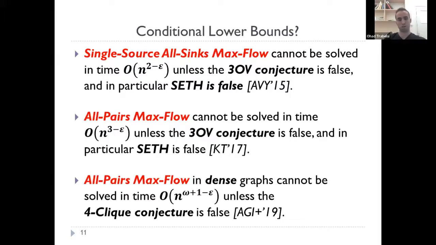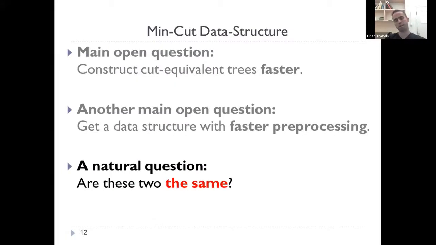And for dense graphs, there is a conditional lower bound for all-pairs max flow of n to the omega plus 1, where omega is the fast matrix multiplication exponent. And this is assuming a different conjecture, which is the Forkley conjecture. Now back to our questions. These conditional lower bounds don't tell us much because they deal with directed graphs. So the main question remains: are these two questions the same?